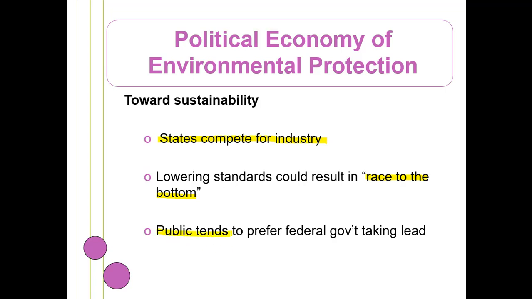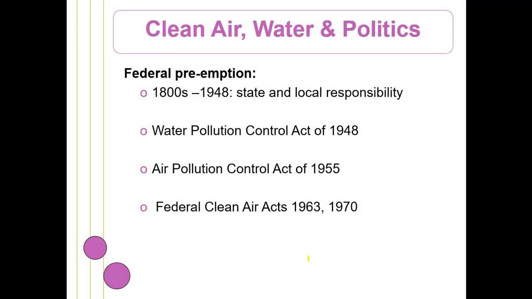So the public, which lives in the states, tends to prefer the federal government taking the lead on that while the state focuses on economic priorities. Up until World War II, it was primarily a state and local responsibility, but as we get out of World War II, we start to see a little bit more centralization because of the economy starting to pick back up, the success of World War II, and trust in government.